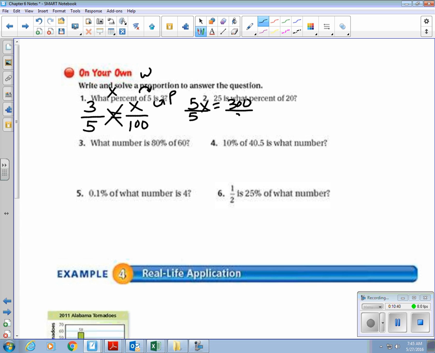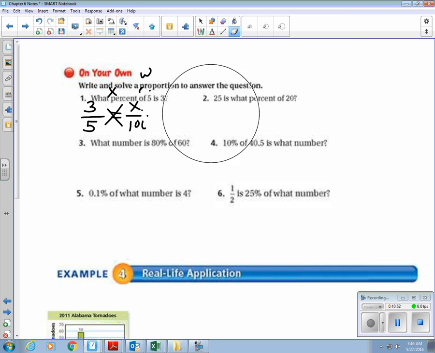Divide both sides by 5, and I'm going to get x is equal to 60. All right, so what percent of 5 is 3? 60% of 5 is 3. All right, I'm going to erase this one so I have room.